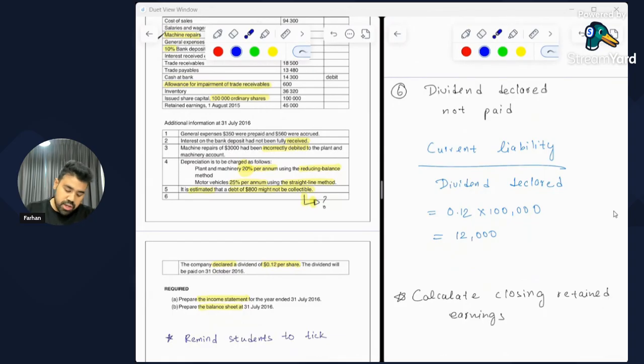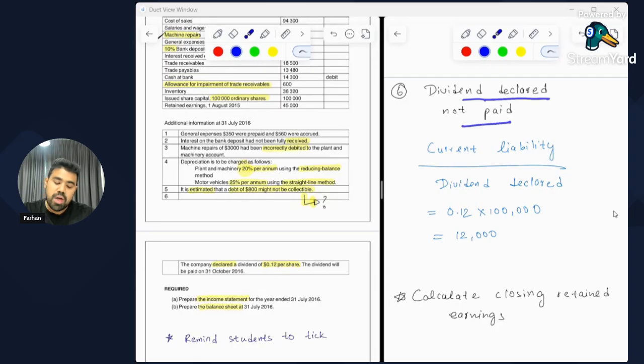Okay, so point number 6: the company declared a dividend of $0.12 per share. The dividend will be paid on 31 October 2016. You can see that I have highlighted the words declared and 12 cents per share. The reason I've highlighted the word declared is because declared means that it has been declared and not paid. So we haven't paid it yet, which is confirmed by the next line, which says that this dividend will be paid on 31 October 2016.